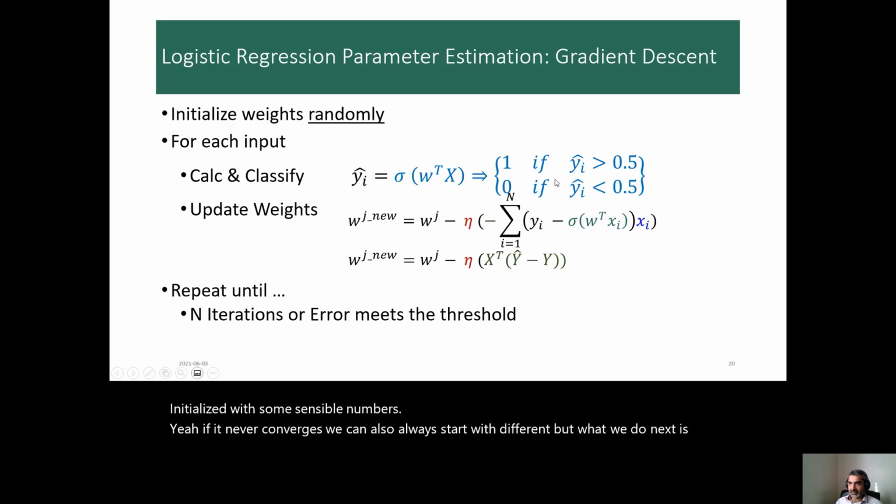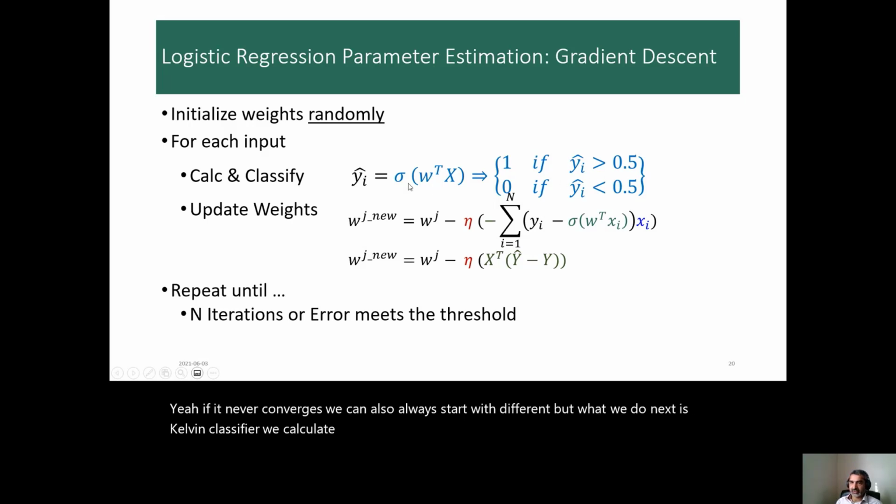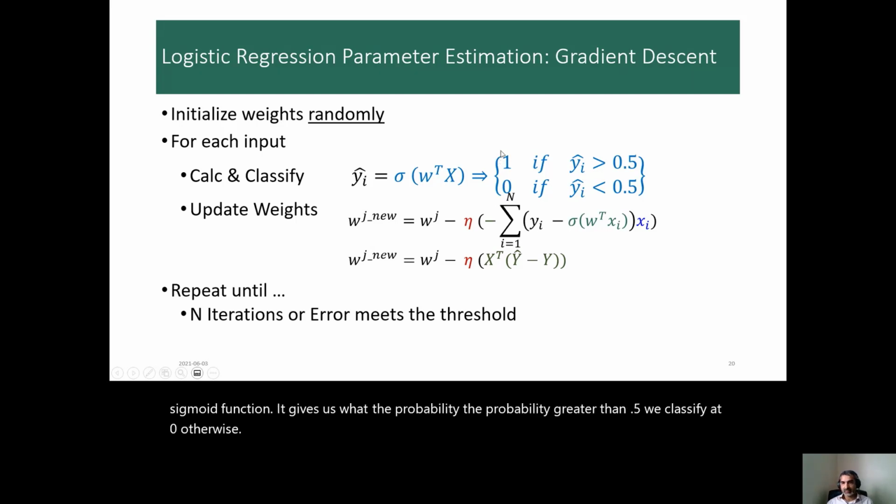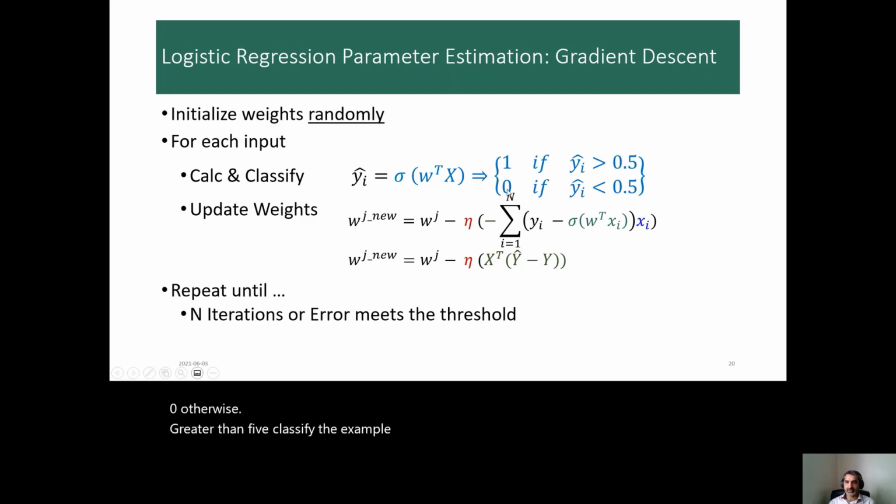We calculate the degree of belongingness by putting W transpose X into the sigmoid function. It gives us what? The probability. If the probability is greater than 0.5, we classify the example as 1. Otherwise, 0. And the only difference is here, right?